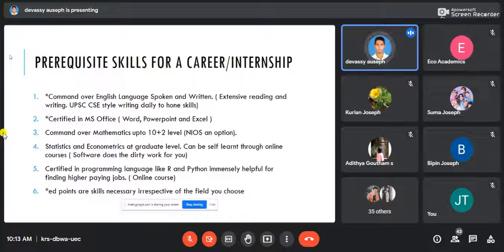The best way to improve our spoken and written English skills is extensive reading and writing. That's the only way we can improve it. And if any of you are UPSC aspirants, the best way is UPSC civil service examination style writing daily to hone skills. So what you can do is write an essay. It doesn't have to be an essay on anything. You don't have to write a sophisticated essay. Even an essay on a small trivial banal object can get you through. It doesn't matter. Nice written skills and spoken English.